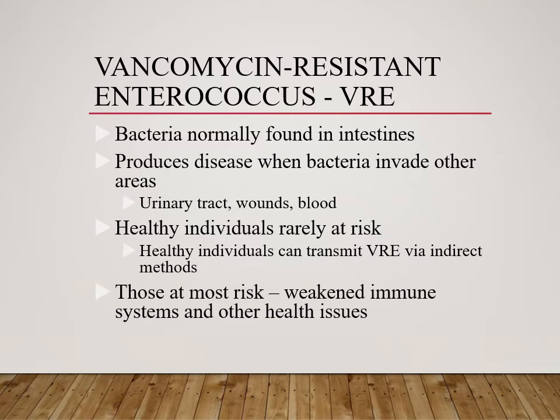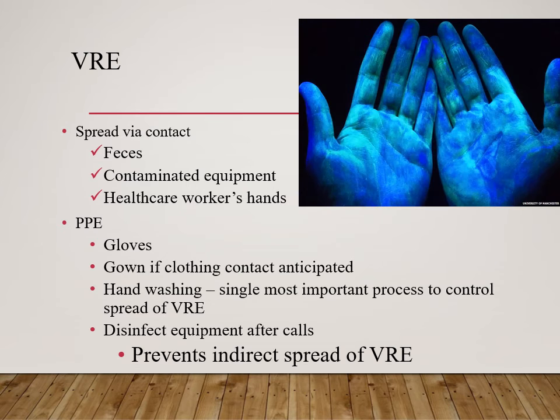Those most at risk have a weakened immune system and other health issues. It is spread via feces, contaminated equipment, and healthcare workers' hands. PPE: gloves, gown if close contact is anticipated. Hand washing is the single most important process to control the spread of VRE. Disinfect your equipment after calls. All these prevent the indirect spread of VRE.